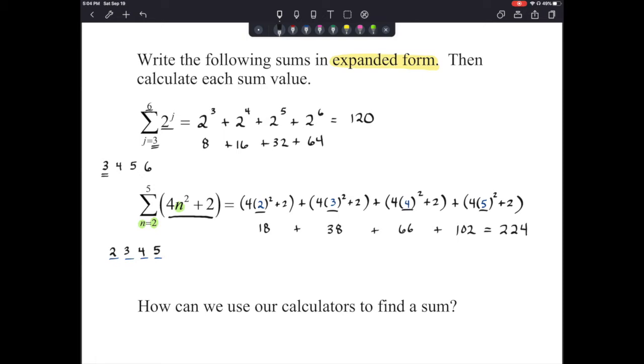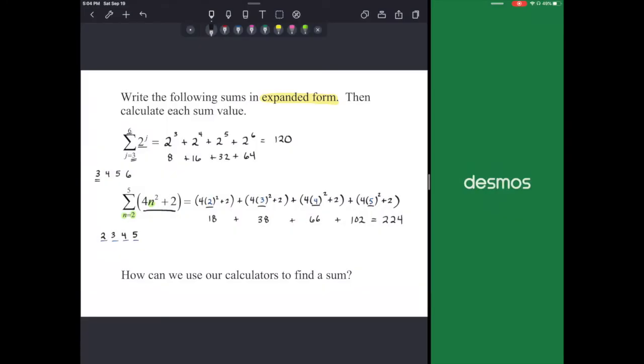Now, how can we use a calculator to check this? I'm not going to use the 84 or the Inspire right now. I'm going to go ahead and just use the Desmos graphing app because it's free and everybody can have access to it at the moment.